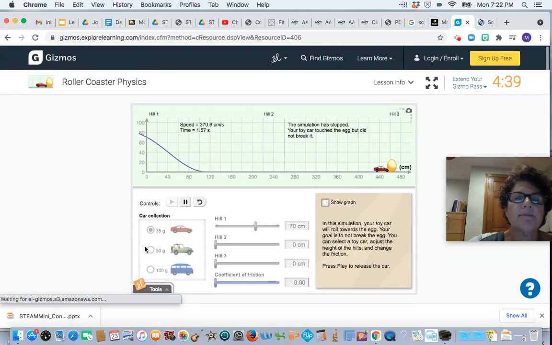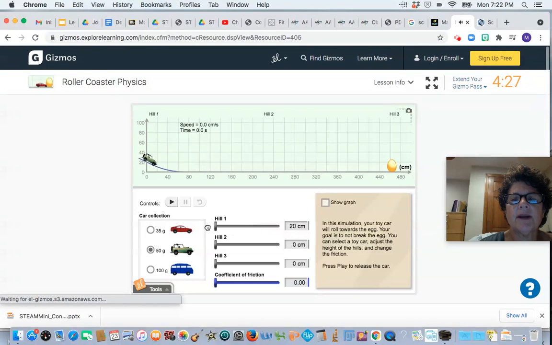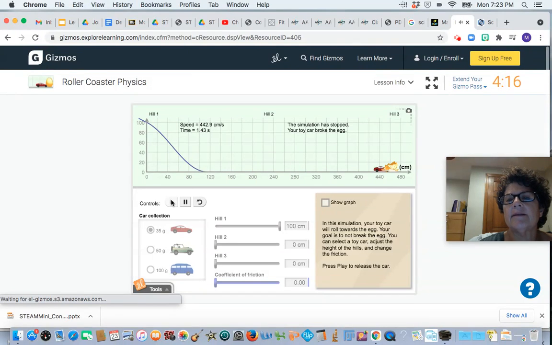Okay, so it did not break it. So if I reset and go to 50 grams, change the mass of the car, will I have enough energy to break the egg? And I did. What's really cool about this one is you can vary the height of the hill. I'm going to go back to that 35-gram car, but this time hill 1 is at 100 centimeters. And I'm going to see if I can break that egg, and I can now, even with the same mass, when I increase the height of that first drop.